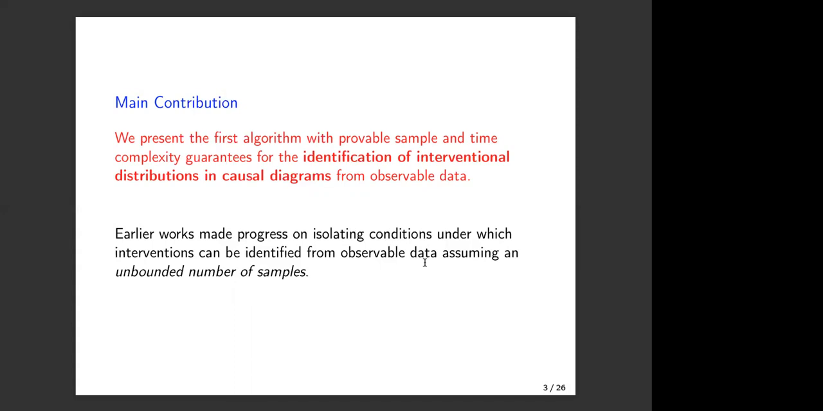So to distinguish from what the earlier work did: it made tremendous progress on isolating conditions under which interventions can be identified from observable data, but it assumes a perfect probability scenario. In particular, it assumes an unbounded number of samples. So the main contribution is to make that work more complexity theoretic or algorithmic, where we prove provable guarantees on time and sample complexity. Okay, so that's the main contribution in this work.